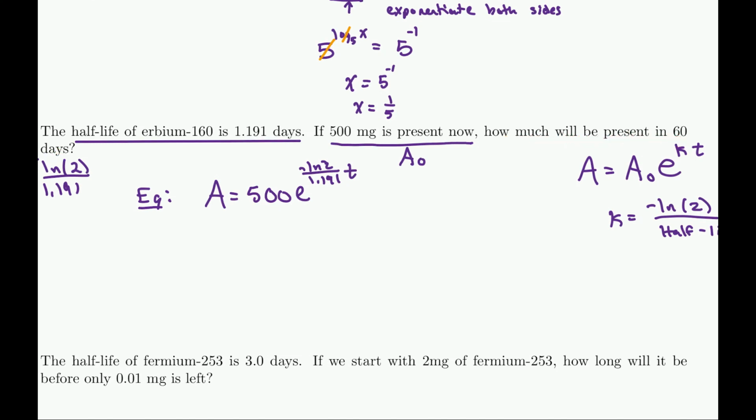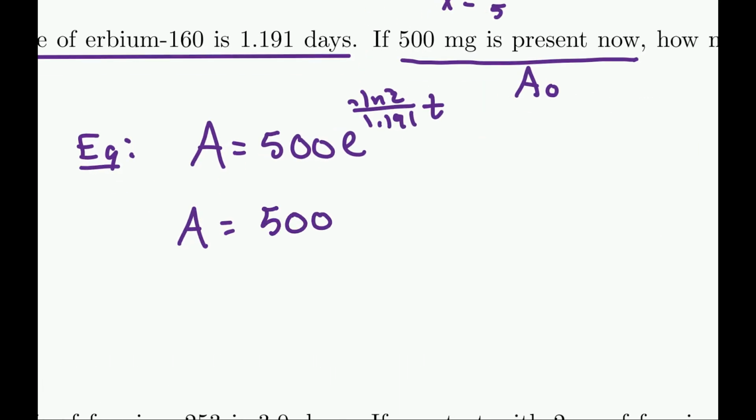So they want us to plug in t equals 60 and calculate how much is left. We're starting with 500 milligrams, but it's decaying, because it's a half-life for radioactive decay. We have 500. After 1.191 days, we're going to have 250, half. After another 1.191 days, we're going to have like 125, and so on. So after 60 days, a lot of it's going to be gone. How much? Well, we just plug in t equals 60 here, and we get a calculation. The amount left will be started with 500.